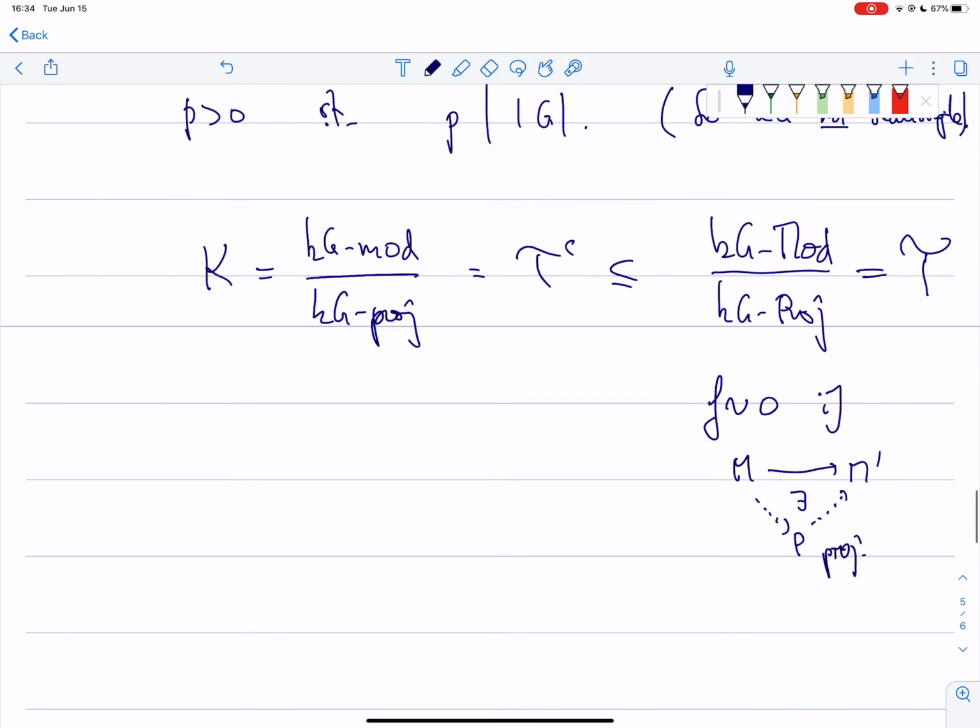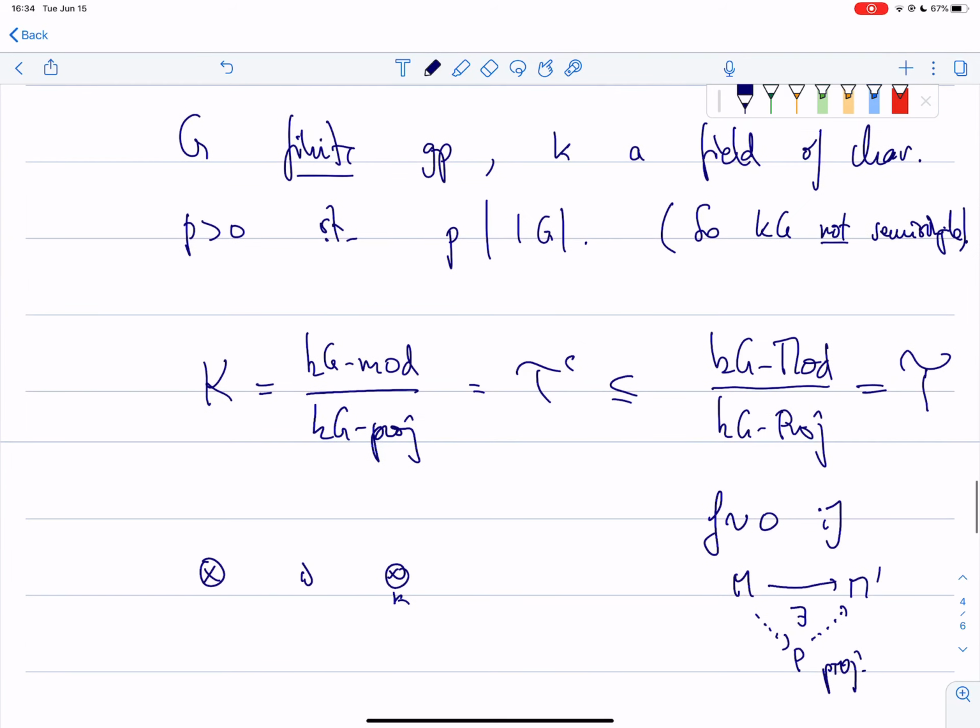And again, there is a tensor product, and the tensor product is the tensor product over k, be careful, over the field, not over kG, unlike what happened with the ring A in the first part. So you tensor over k, and you use the diagonal G-action.